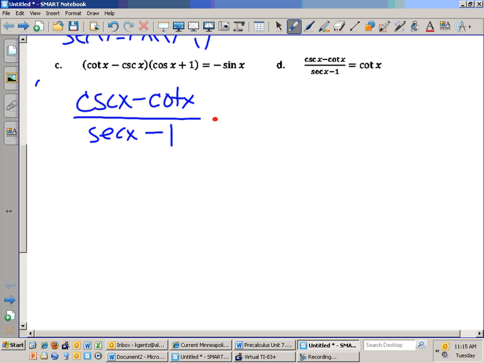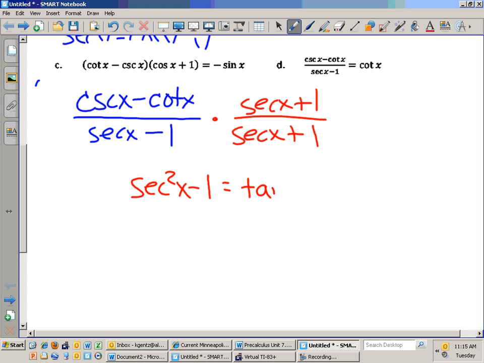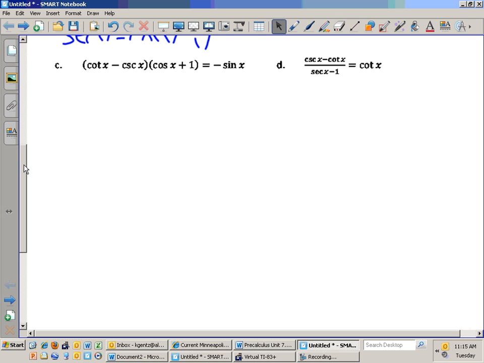What's the conjugate of secant x minus 1? Secant of x plus 1. And so on the bottom, I ended up with secant squared of x minus 1, which is equal to tangent squared. That's what I wanted. I could see I could get a tangent squared on the bottom. But on the top, it got really messy and it just didn't really work out. And so I went back to a method that is a little bit more basic, but I didn't try it. But it turns out that it's what you want to use here. So this is a really good example.